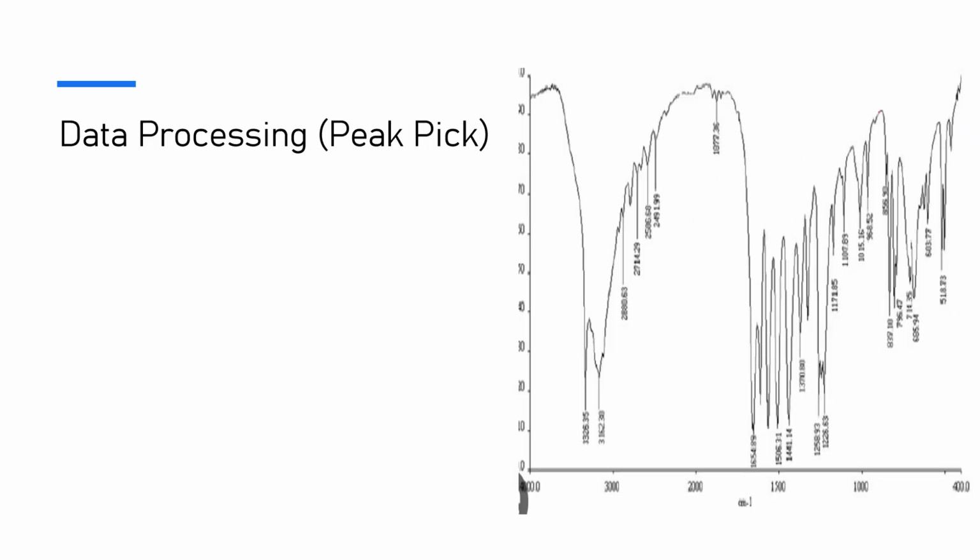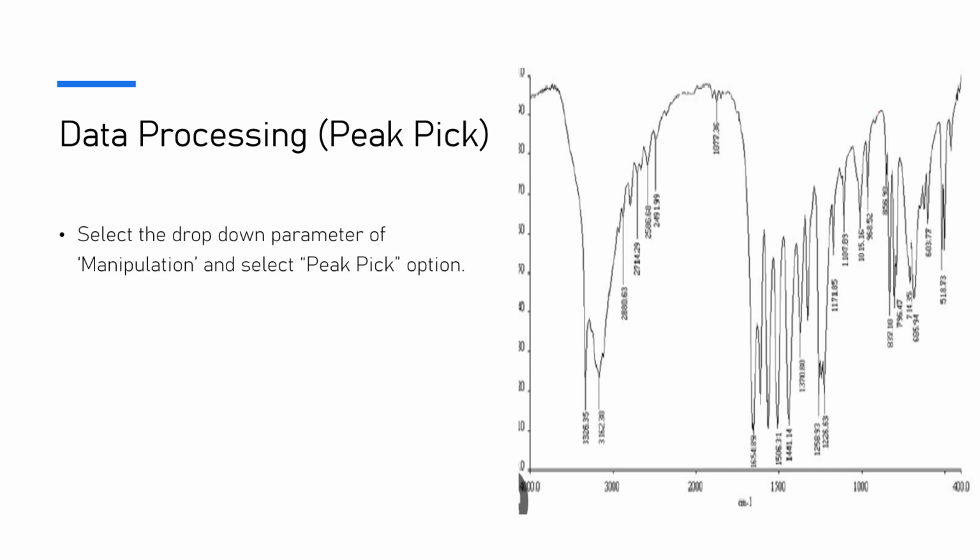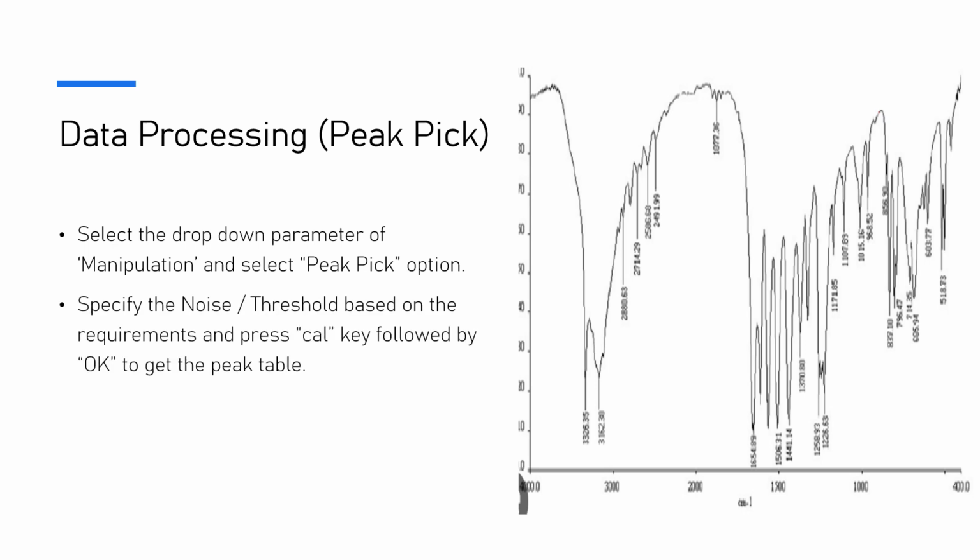Once you finish your sample measurement, you need to perform the data processing for the peak pick option. To do this, you need to select the drop down parameter of manipulation, and from the manipulation option, select the peak pick option. Then specify the threshold or noise based on the requirement and press the calc key, followed by the OK option to get the peak table. And then go to the database, select the respective data file and print the report.